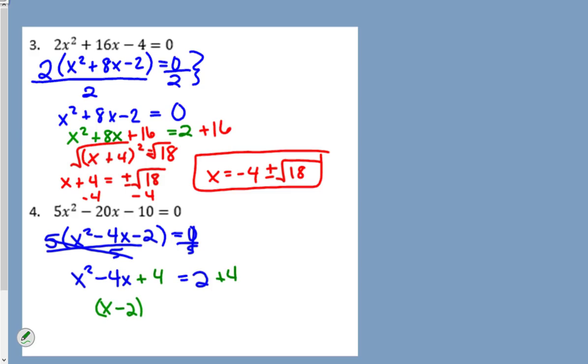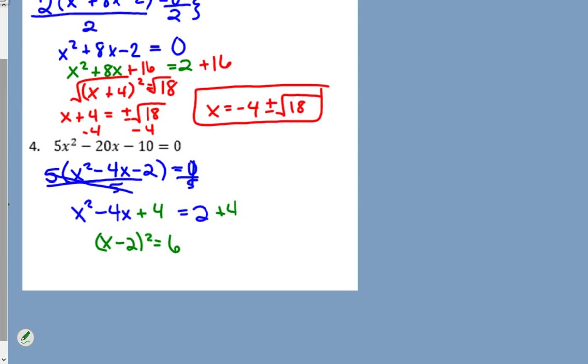Factor. When I go to take the square root, I notice that this is not a perfect square, but that's okay. So x minus 2 equals plus or minus the square root of 6. Oops, add the 2. So x equals 2 plus or minus square root of 6.